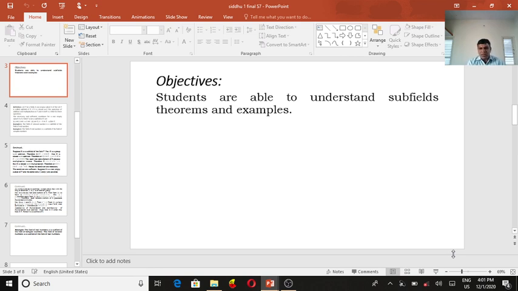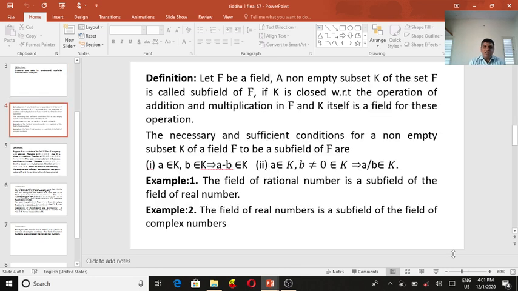I recall a field as commutative, with unity, and each non-zero element has a multiplicative inverse. Let F be a field. A non-empty subset K of F is called a subfield of F if K is closed with respect to the operations of addition and multiplication in F, and K itself is a field for those operations.